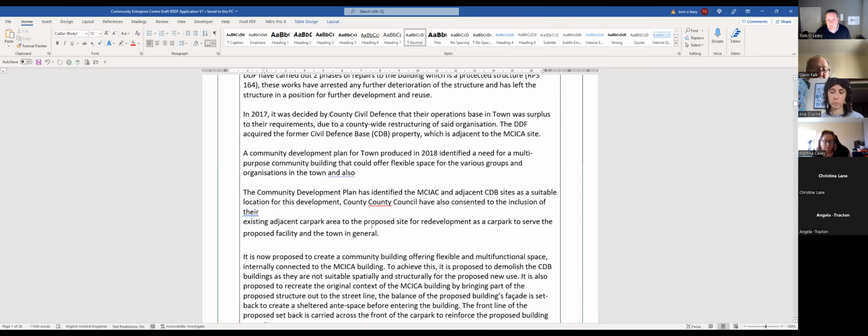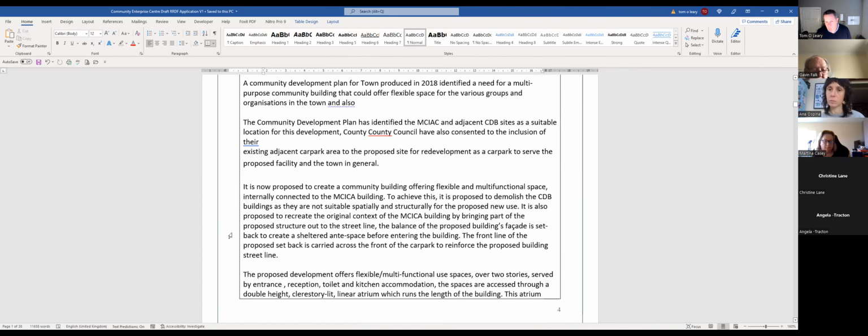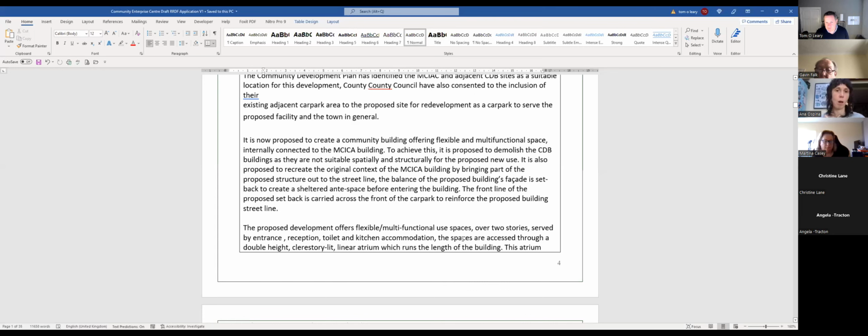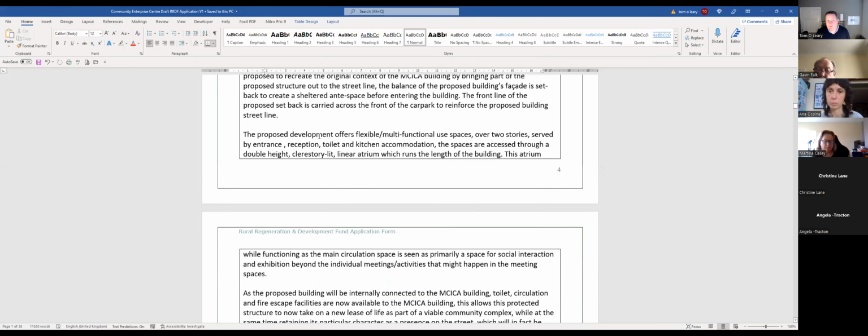So we're showing how the project came to be. And then what the proposal is to build, a community building offering flexible multifunctional space. Basically we're showing them how it ties in with the actual street line and the other buildings around it. Again, we're showing it offers flexible multifunctional space over 2 stories. So just a very brief description from the architect on that. We would go to the architect and ask the architect to give us a 1 paragraph, short description of what the building is going to be.